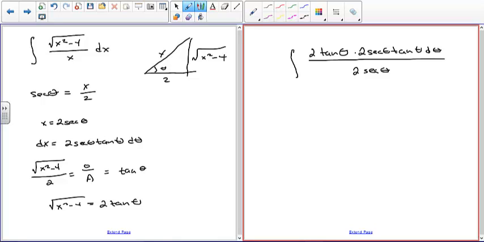So the substitutions: x is 2 secant theta, because that was based on our original definition substitution. The derivative of the secant is secant tangent. The trig function that involves the ratio of the square root to the constant is the opposite side over the adjacent side, which is the tangent. So if we want to solve for the square root term, we multiply both sides by 2. So plugging in for the square root of x squared minus 4, we have 2 tangent theta. For d theta, we have 2 secant theta tangent theta d theta.